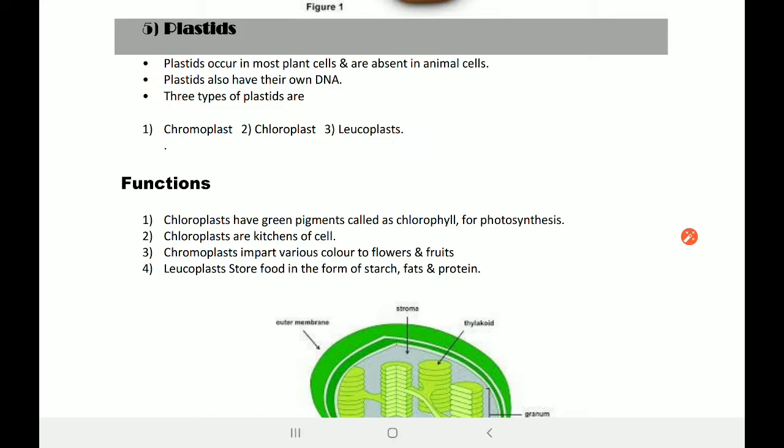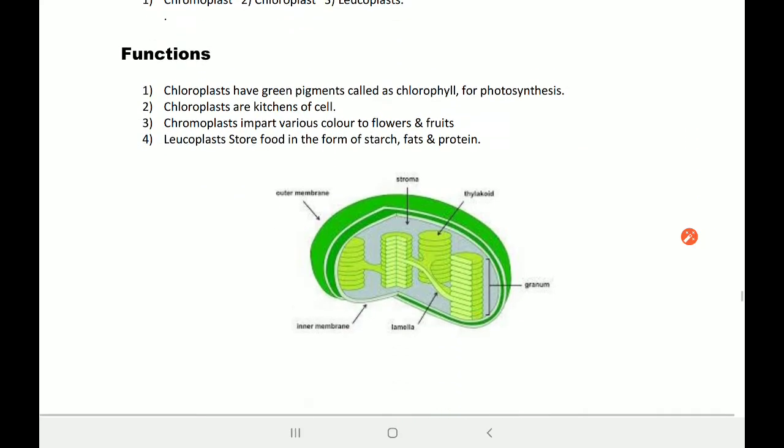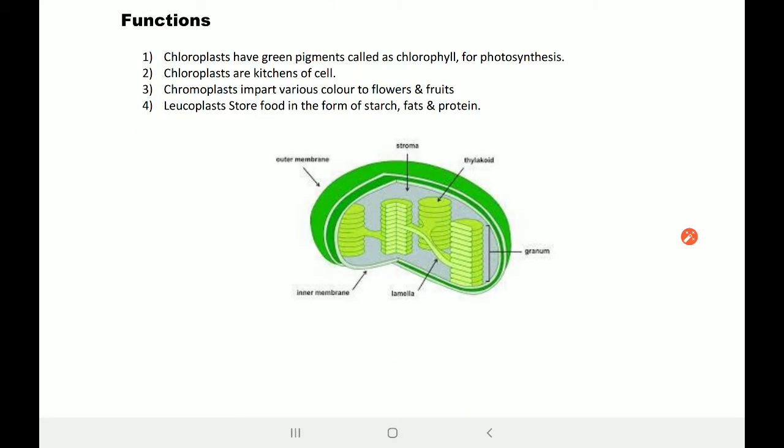And there are three types of plastid, of course: chromoplast, chloroplast, and leucoplast. We will be discussing all these things in the coming topic, not in this topic. So don't worry, we will be working on all this. What are these chromoplast, chloroplast, and leucoplast? Later on, we are going to understand. Right now, you just remember plastid. Okay. So plastid function, let's see.